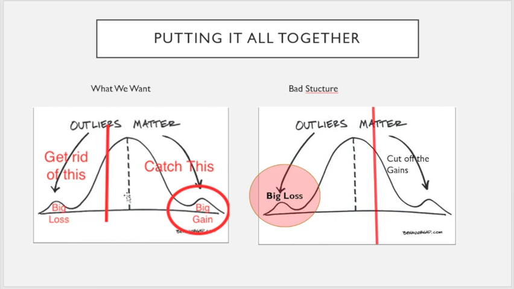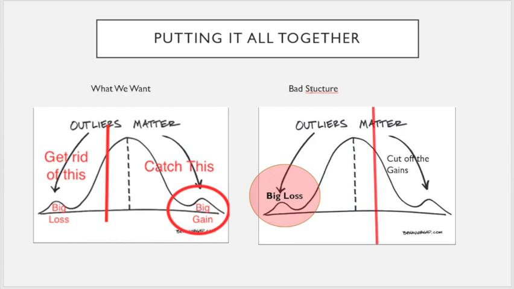Okay, now if we combine all four of those elements, stop loss, targeting, size, and edge, if we combine them all together, this is what we should have, right? We should create a distribution like this. That's what we want. We cut off the left side of the distribution, capture the big outlier gain. We size correctly, so we allow this to form, and we create edge in our trading so that there will be more outliers. Like the skew of the distribution will be more to the right, towards profit.